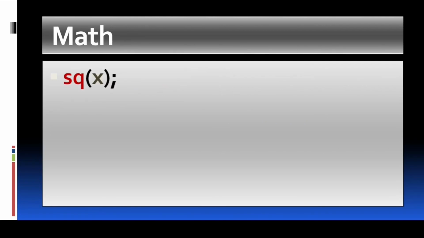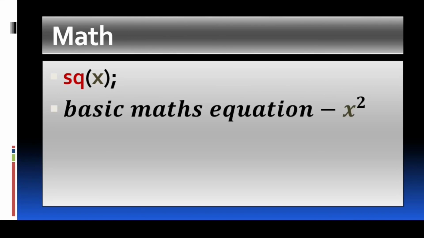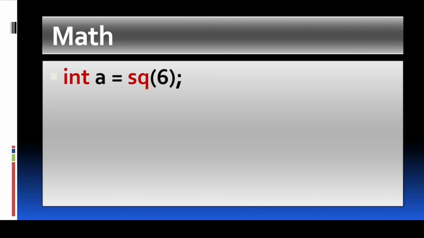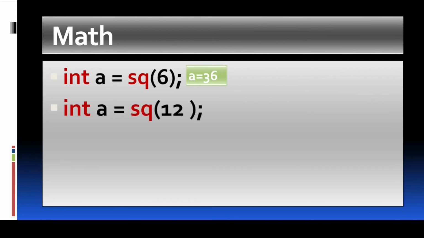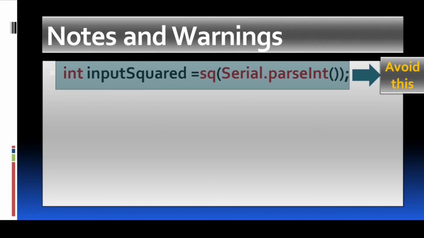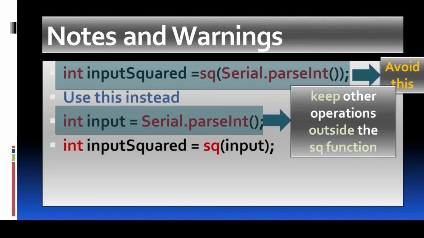Next function is square. You can see the syntax on your screen. You can also understand this by the basic math equation. Here x is the number and 2 is the power of that number. Here you can see the example. Here we do the square of 6, that puts the value 36 in a. In the second, 12 squared is 144, that will go in the a variable. There are also some notes and warnings which you need to keep in mind while using this function. Please avoid this type of syntax writing. Use other functions outside of the square function as you can see on your display.